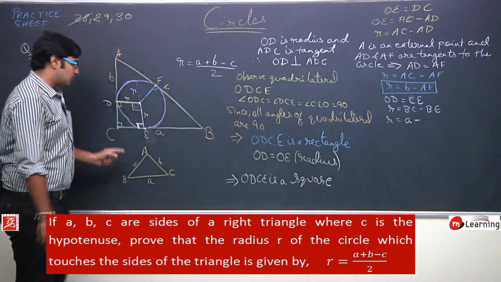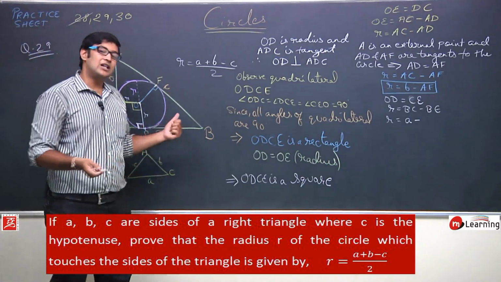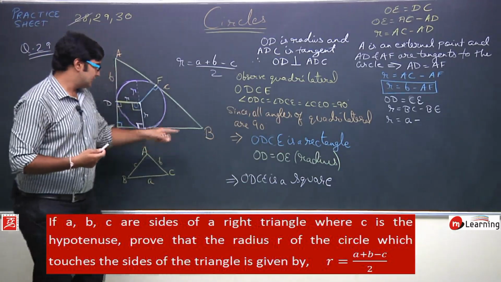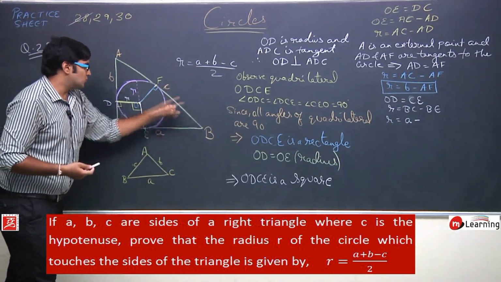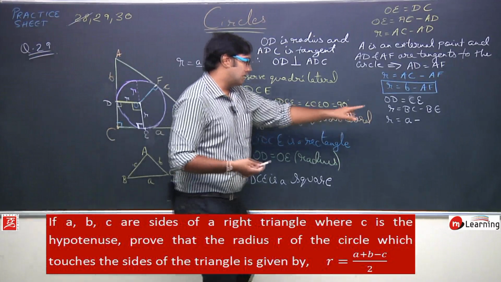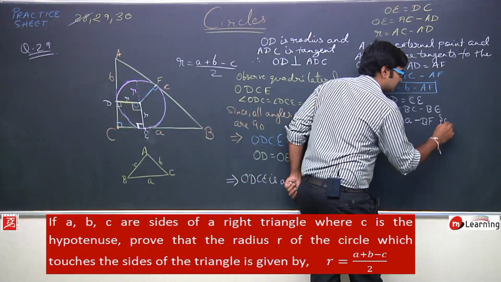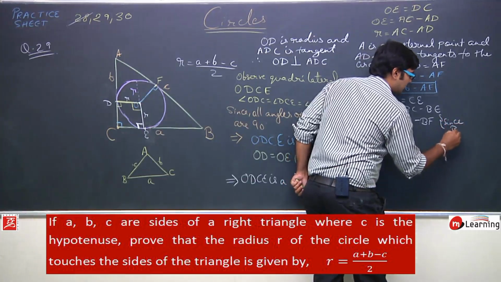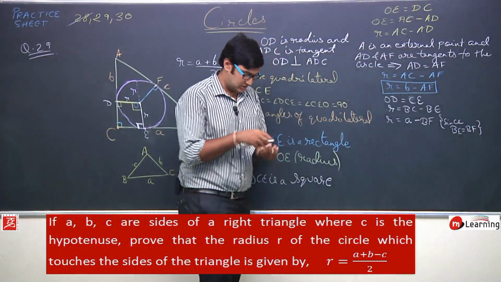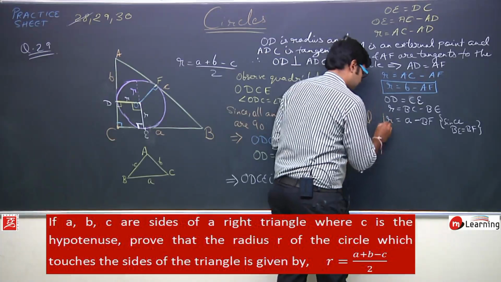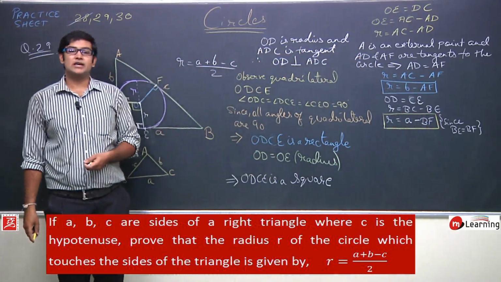What is BE? You can see that B is again an external point to this circle, and from B I have drawn two tangents, one is BE and another is BF. So BE is equal to BF. So in place of BE I can write BF, since BE is equal to BF. So R is A minus BF.